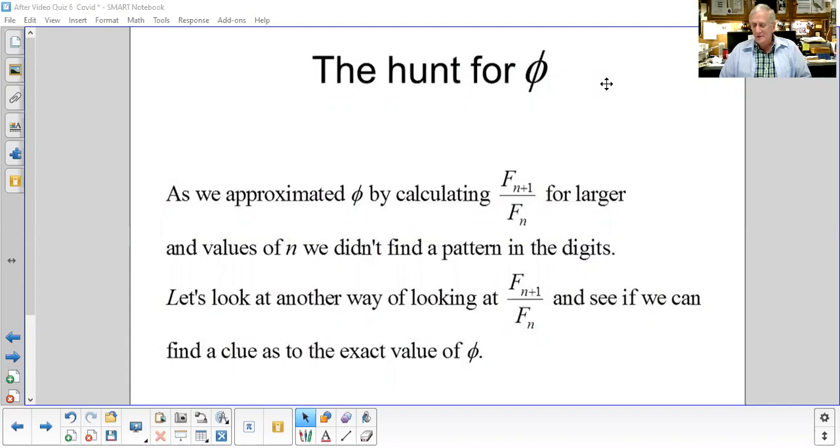And as we approximated phi by calculating f sub n plus 1 and dividing it by the one before it, f sub n, for the larger values of n, we didn't find a pattern in the digits. So let's look at another way of looking at f sub n plus 1 divided by f sub n and see if we can find a clue as to the exact value of phi and how you can get it. So as I said, I won't make you reproduce this for me, but I think you need to see this.